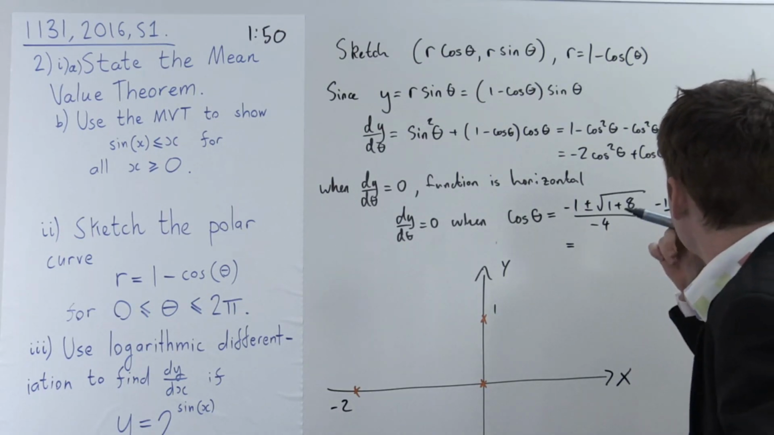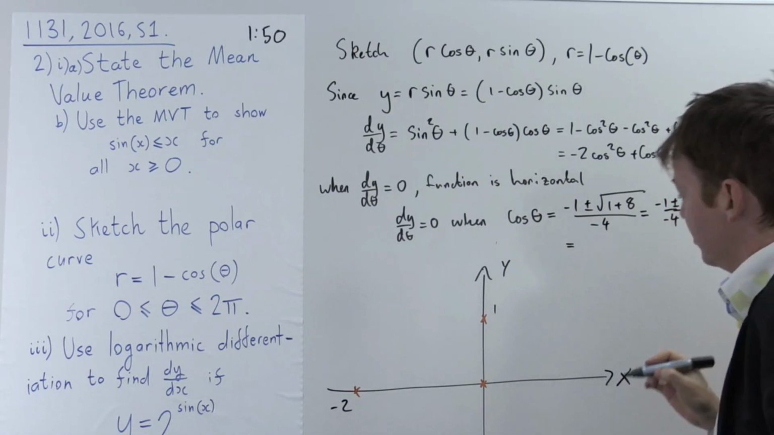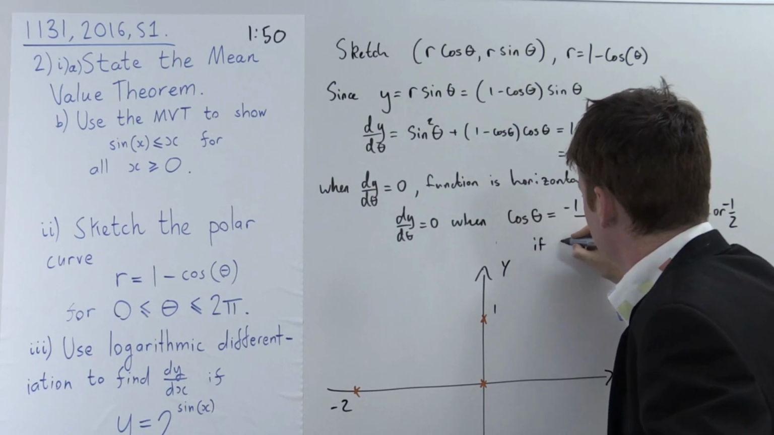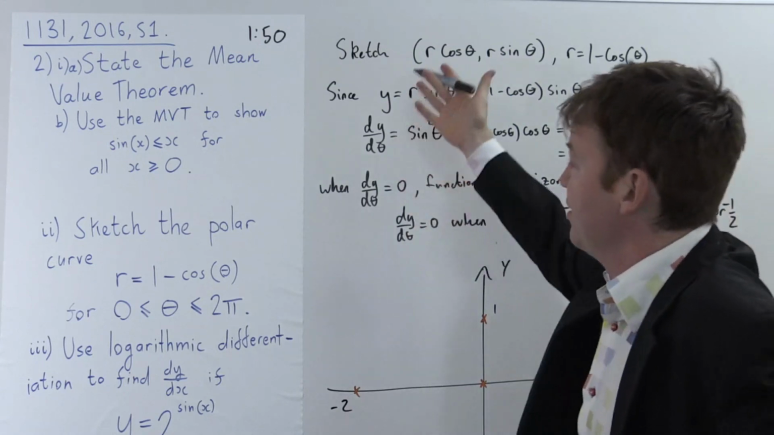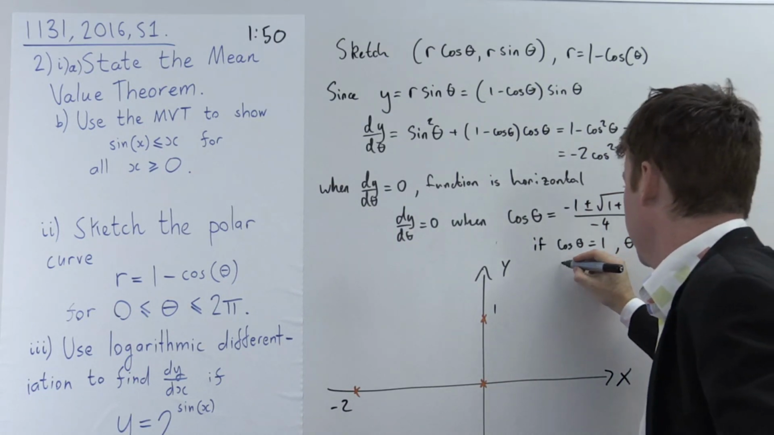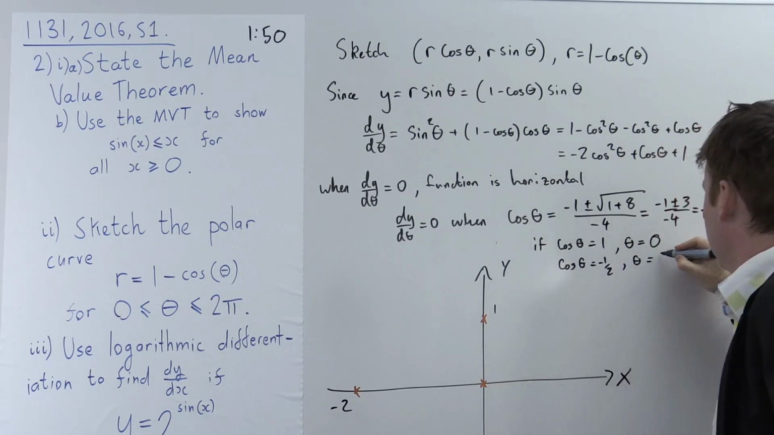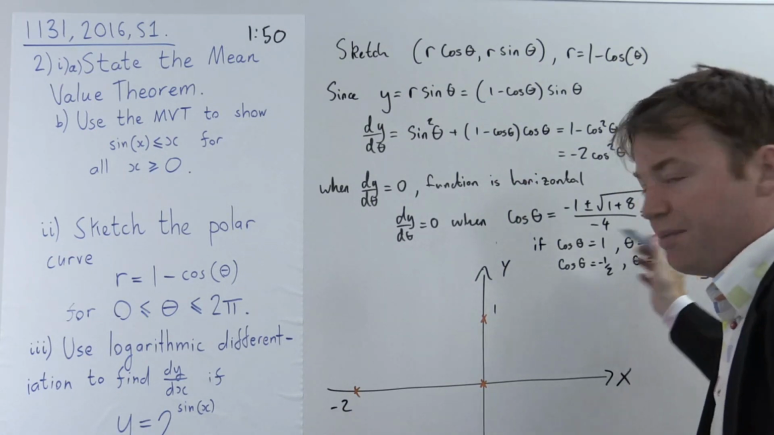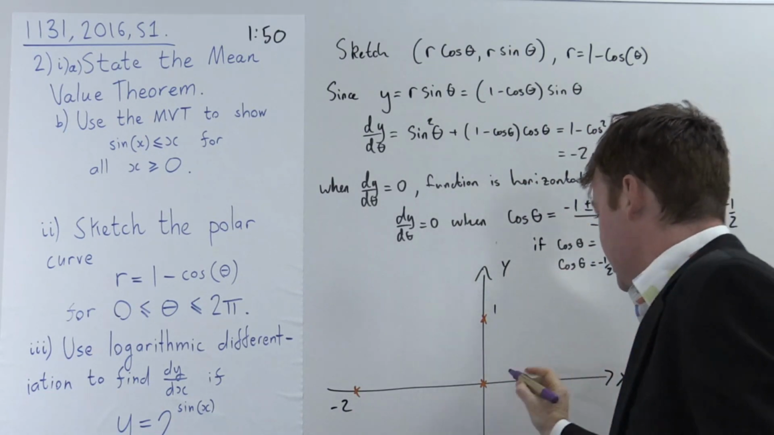Should it be 1? Should it be positive 1? It should be positive 1. Yes, thank you. Or minus a half. Good. So if cos theta is equal to 1, then theta is equal to 0 or 2 pi. And if cos theta is equal to -1/2, then theta is equal to 2 pi on 3 or 4 pi on 3. And this is telling me when my function is flat.